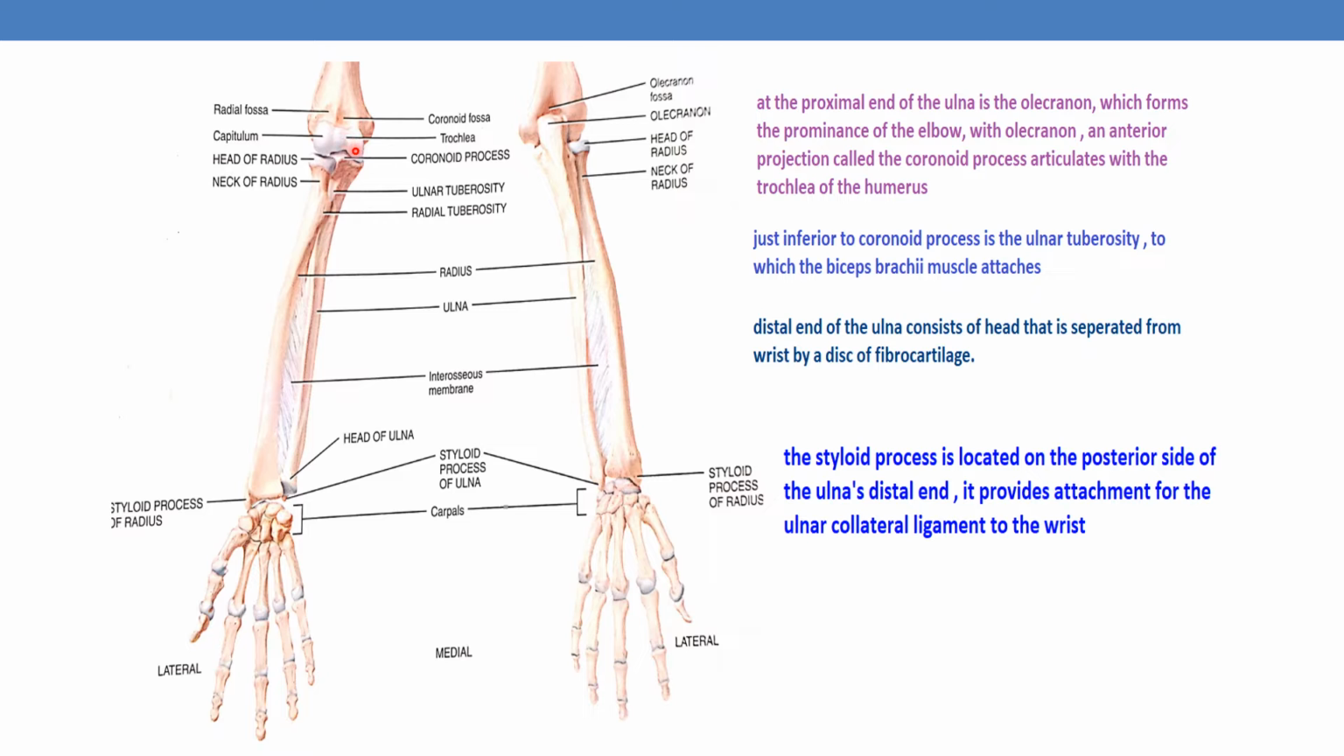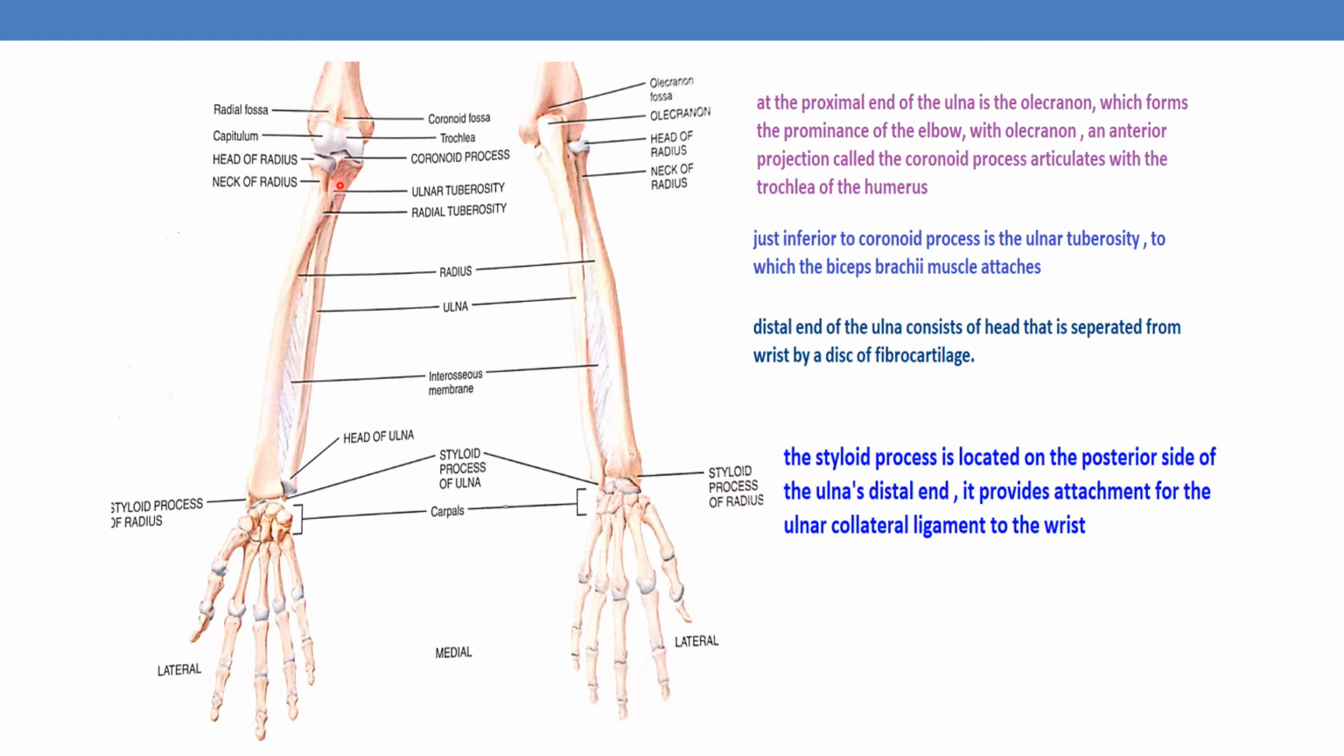Just inferior to the coronoid process is the ulnar tuberosity. Here you can see the ulnar tuberosity, to which the biceps brachii muscle attaches. This is the point of attachment for the biceps brachii muscle.